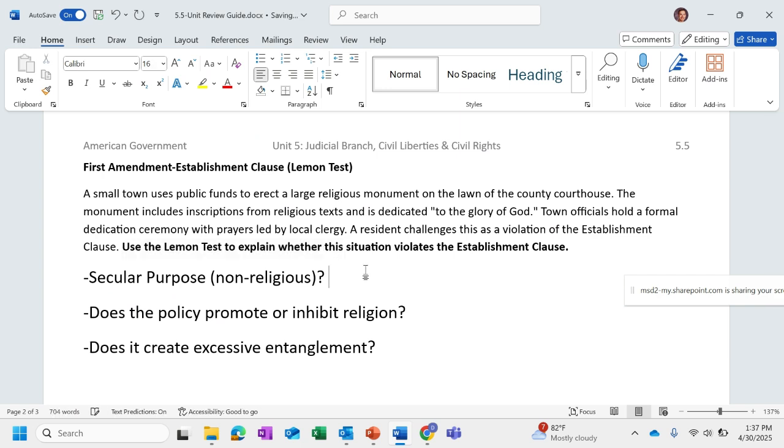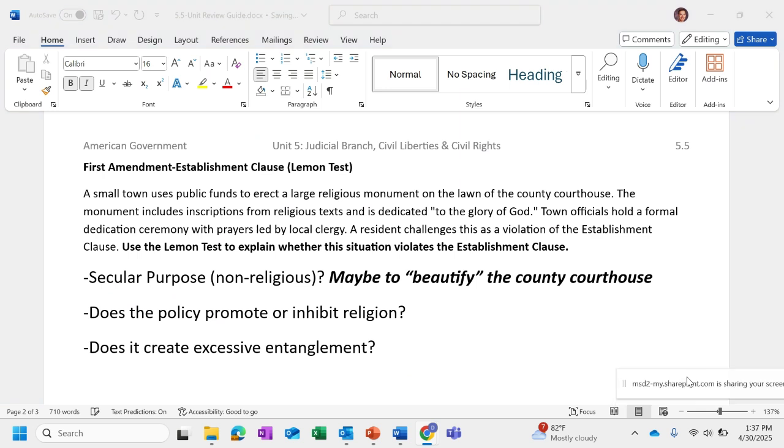Okay, so does it have a secular purpose that's non-religious? Honestly, I'm going to start here and say I'm not really sure it has a secular purpose. I mean, maybe to beautify the county courthouse, but that's not going to meet strict scrutiny. That's not a compelling interest. It's not the least restrictive. So maybe rationally, potentially, we could say there is. But I would say we might be able to strike it down right there because that's kind of difficult. Does the policy promote or inhibit religion?